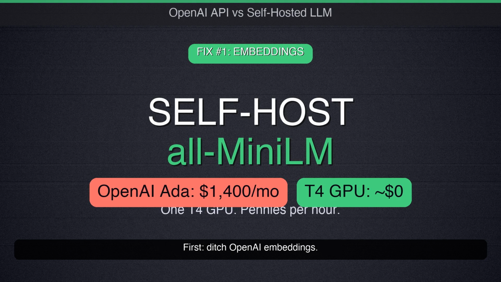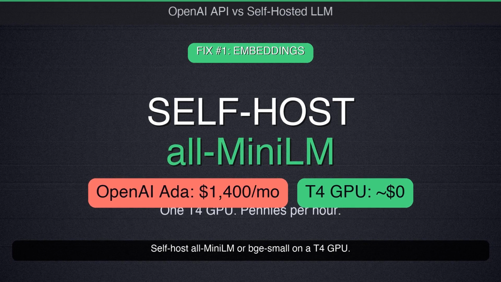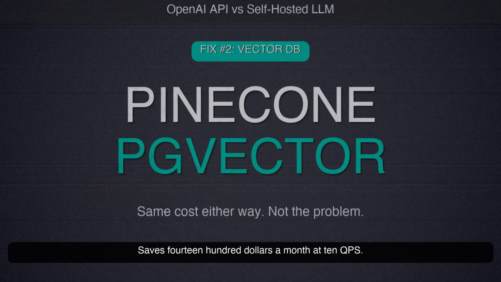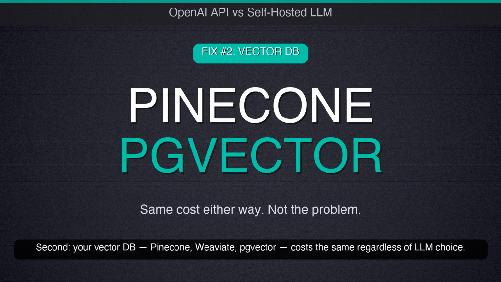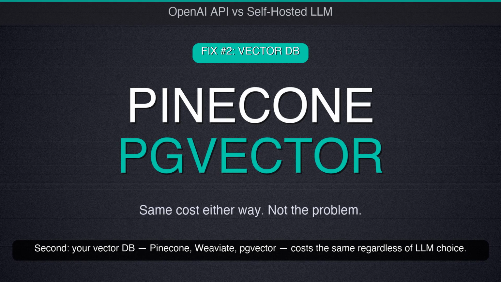First, the embedding model. The naive approach uses OpenAI's text-embedding-ada-002. At 10 QPS, that's $1,400 a month just for embeddings. Switch to a self-hosted model like all-MiniLM-L6-v2 on a T4 GPU. Pennies an hour, 10 to 50 milliseconds locally. Embedding cost drops to near zero.